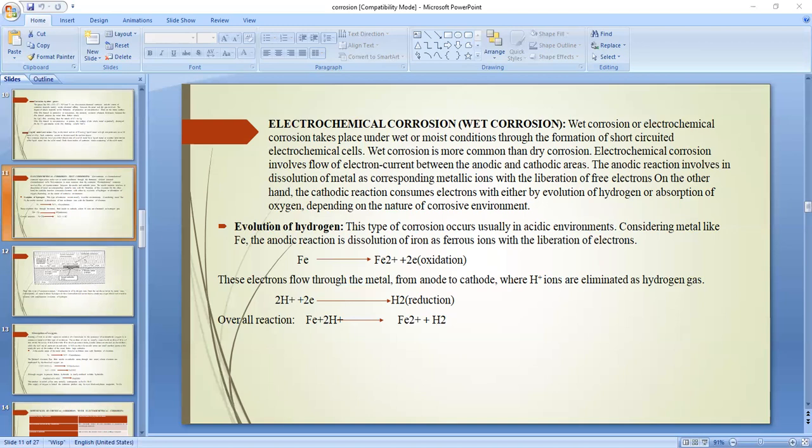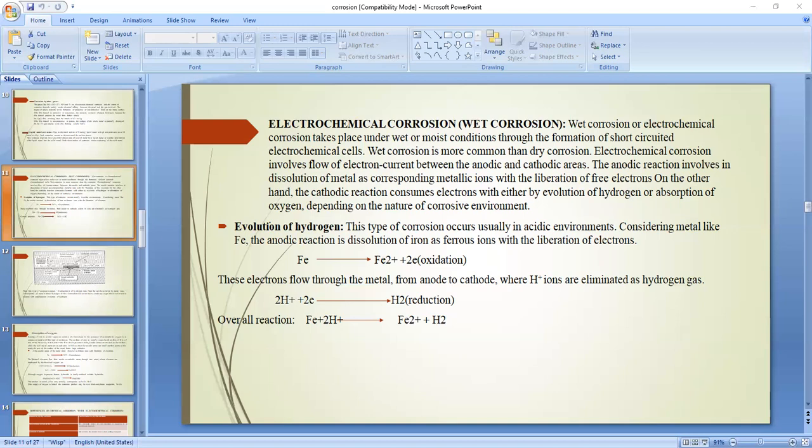And as we all know, in an electrochemical corrosion there are two regions. One is the anodic area and the other is the cathodic area. In the anodic area, oxidation takes place, whereas in the cathodic area, reduction takes place by consuming the electrons. They consume the electrons either by the liberation of hydrogen gas or by the absorption of oxygen gas.